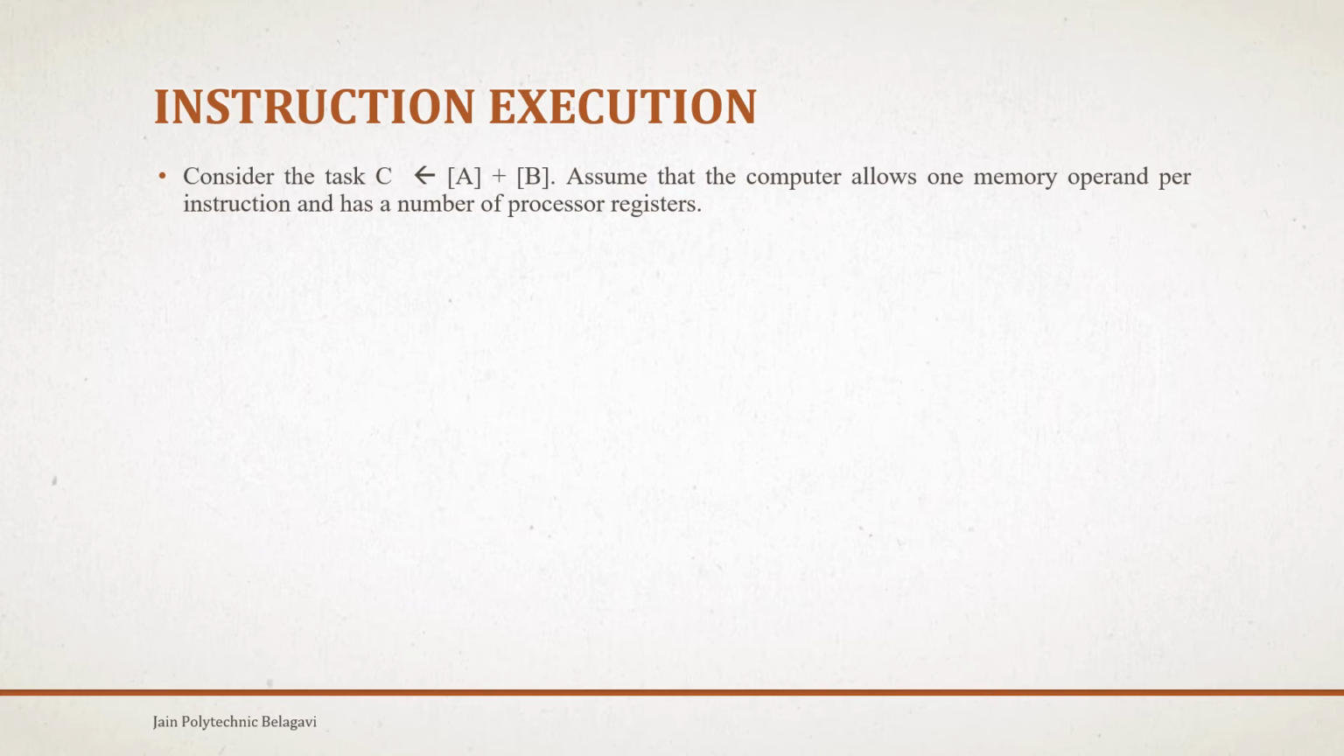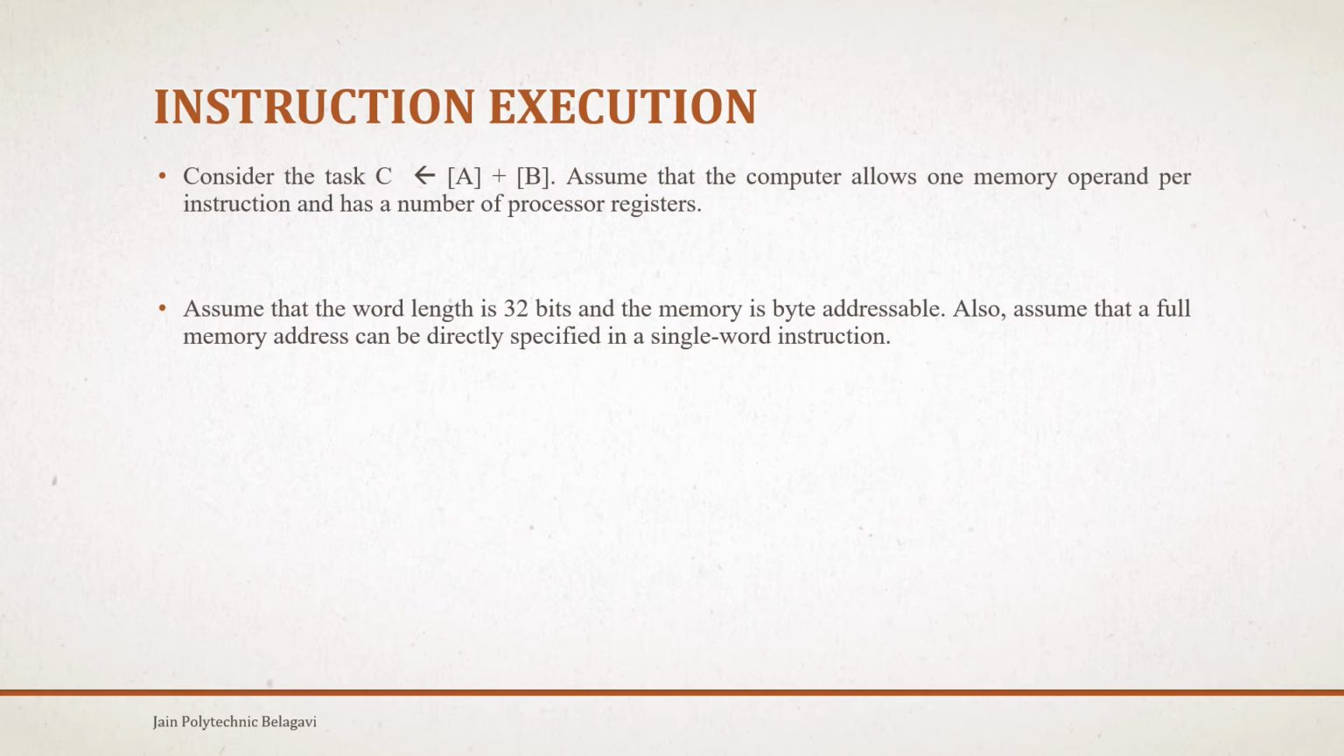We can assume that the computer allows one memory operand per instruction, and has a number of processor registers that are used to perform calculations. We can also assume that the word length is 32 bits and the memory is byte addressable. Also assume that a full memory address can be directly specified in a single word instruction.